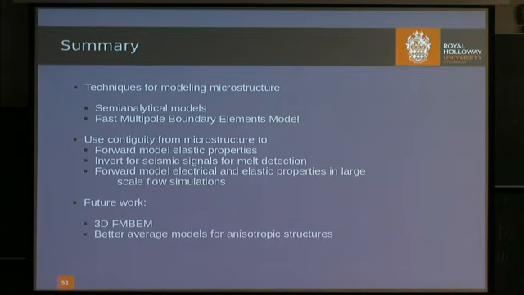My summary is I talked a little bit about techniques for modeling microstructure, talked about the semi-analytical and fast multipole models. Use the contiguity to do this forward modeling of elastic properties, seismic signal inversion, and the forward modeling of electrical and elastic properties. We'll probably look forward to doing some rheology calculations sometime soon. And I would be really interested to get some models on the 3D finite fast multipole boundary element model. And we also need some better averaging models for when we have an anisotropic structure. Okay, I'm going to stop with that.